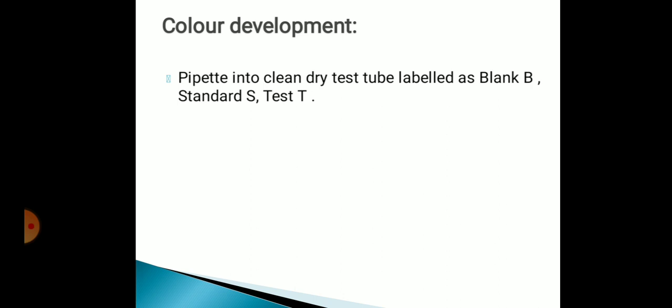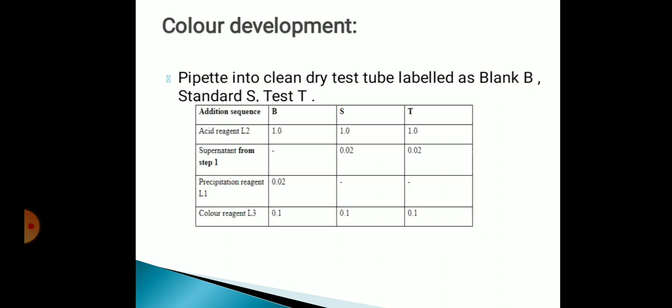For color development, take 3 test tubes and label them as blank, standard, test. Add 1 ml of acid reagent L2 to blank, standard, test, 20 microliter of supernatant to standard and test, 20 microliter of precipitation reagent L1 to blank, and color reagent L3 of 100 microliter to blank, standard and test.